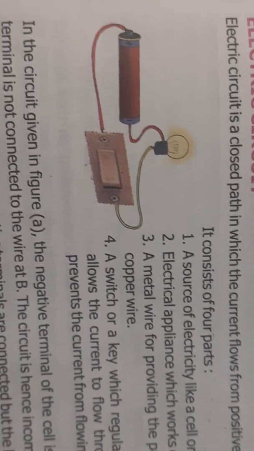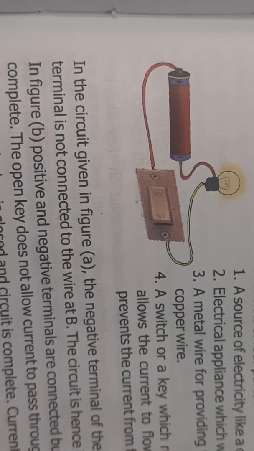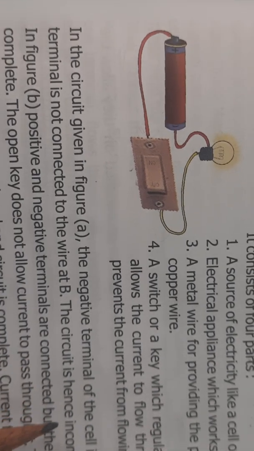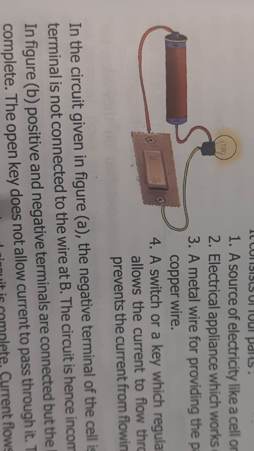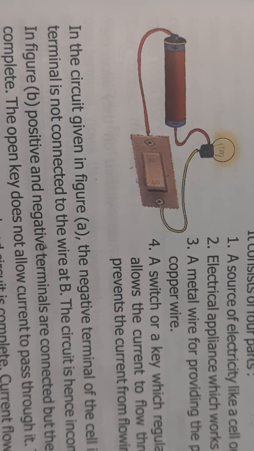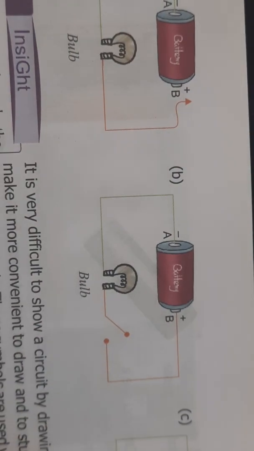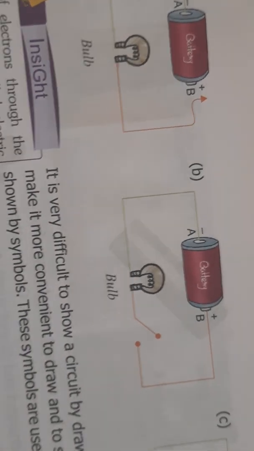Okay, so now in this circuit given in figure A, the negative terminal of the cell is connected to a wire at A. The positive terminal is not connected to the wire at B. The circuit is hence incomplete and the bulb does not glow. Now you see, look at the figure here. Okay, here there are three figures given, A, B, C.